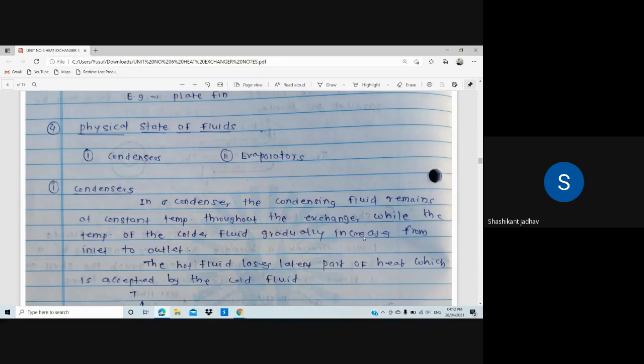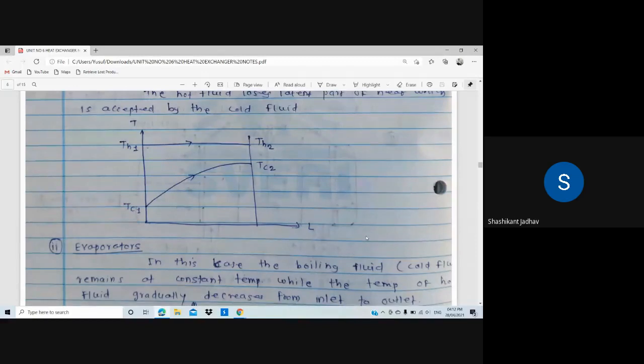Therefore, a condenser is nothing but a type of heat exchanger. Okay, so all of you draw the diagram. Take it on the upper side. This is the diagram for the condenser.